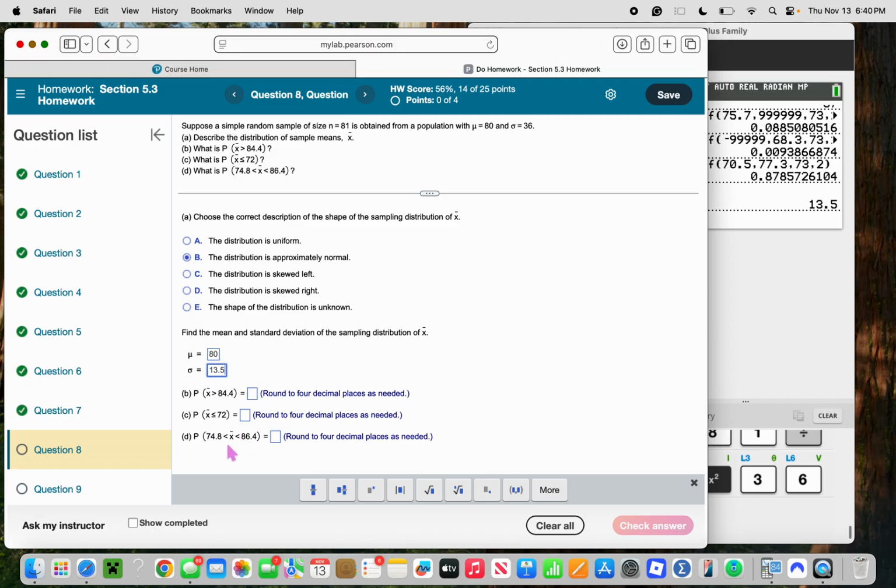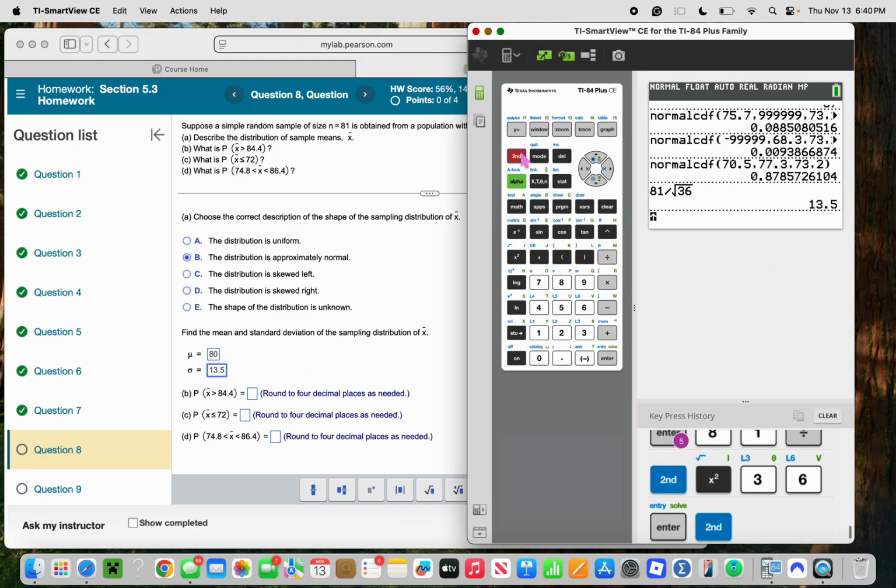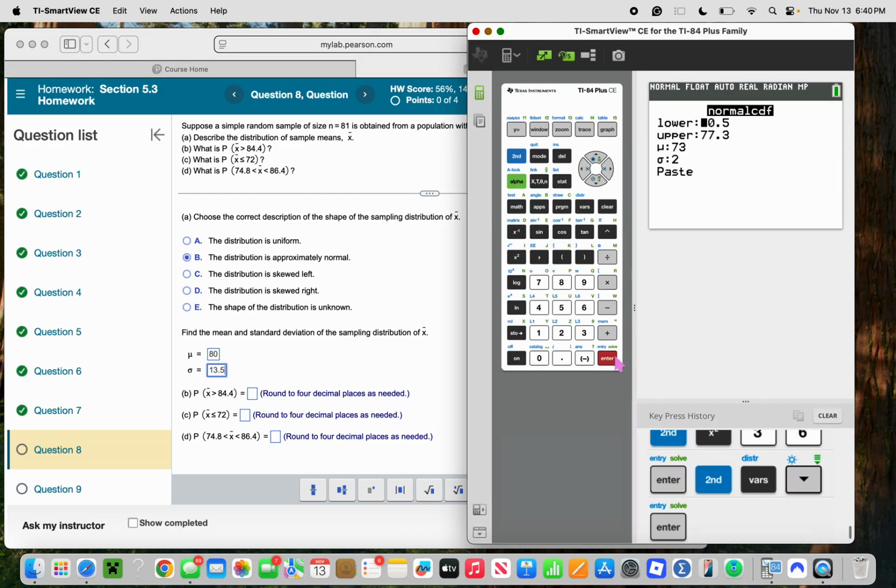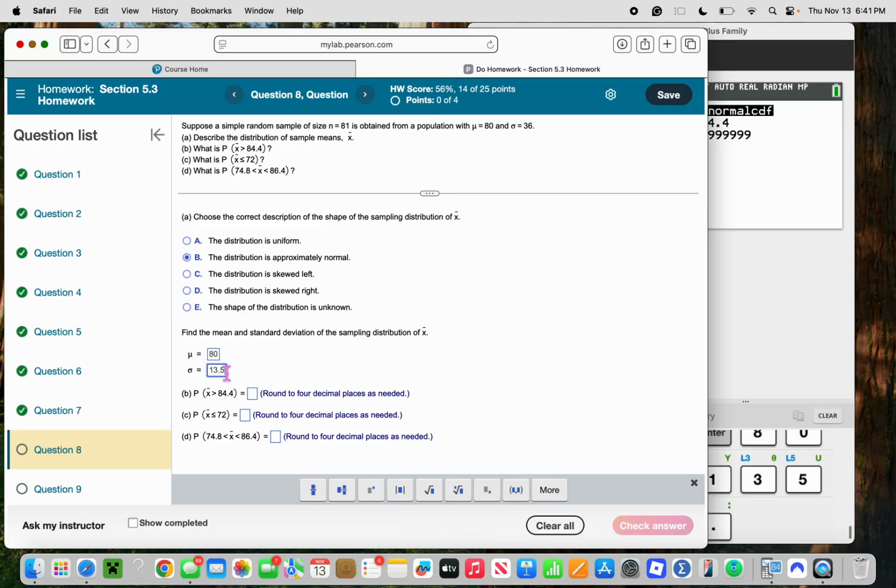So now we need to find these probabilities. What's the probability of obtaining a sample with an average of more than 84.4? So more than is my lower bound. My average is 80. My standard deviation is 13.5, or 36 divided by the square root of 81. I did not do that correctly. 36 divided by the square root of 81 is 4. I got my numbers backwards.